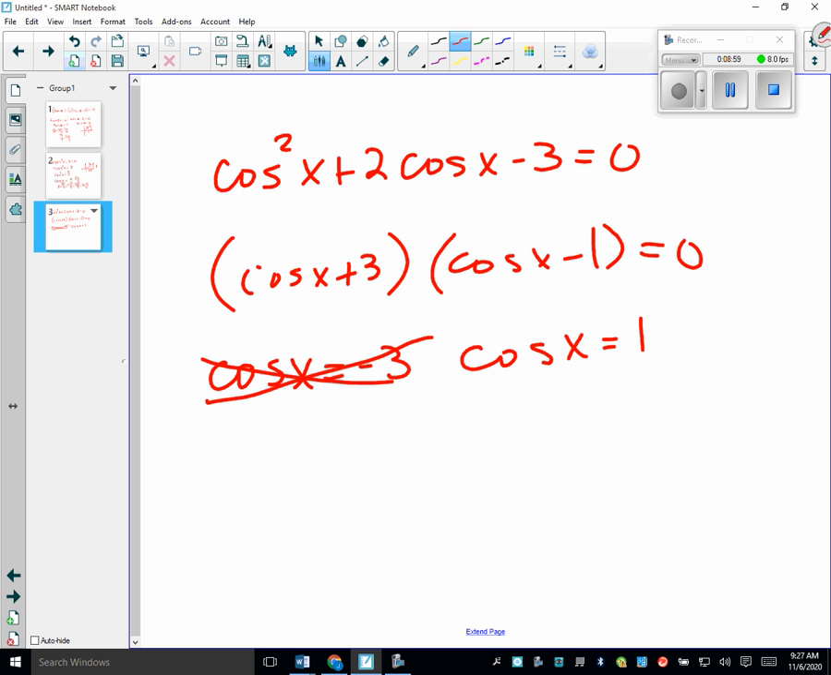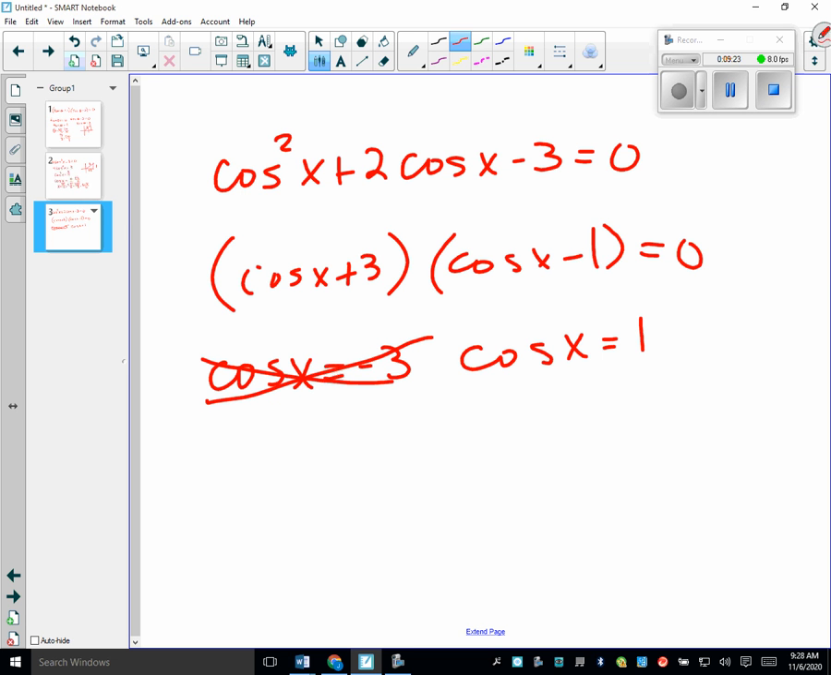Now, when is cosine 1? A lot. Pi? No, it's 0. Yeah, think of the cosine graph. It goes like this. When does it start at 1? Oh, it starts at 0. Okay, yeah, it's 0, because that would be sine x plus 1.